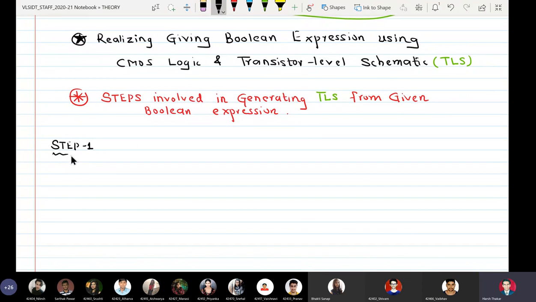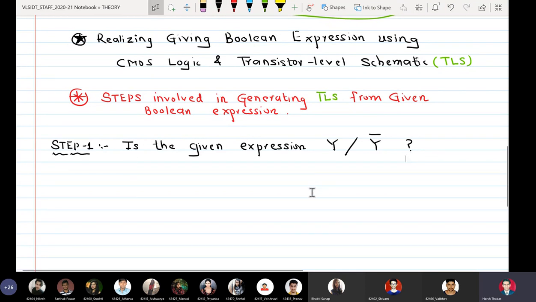Step number 1. Is the given expression y or y bar? So whatever questions we ask, we are going to write down the steps by giving them the form of a question, and many of these questions are actually nothing but the rules already framed in the previous 2 sessions.